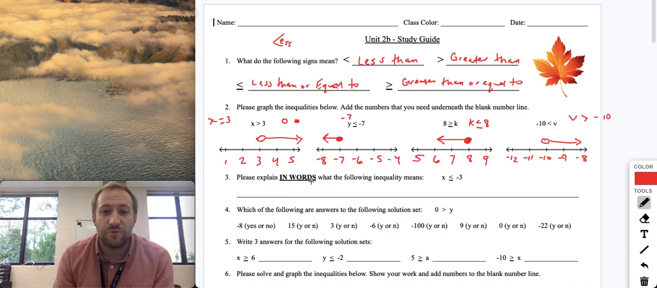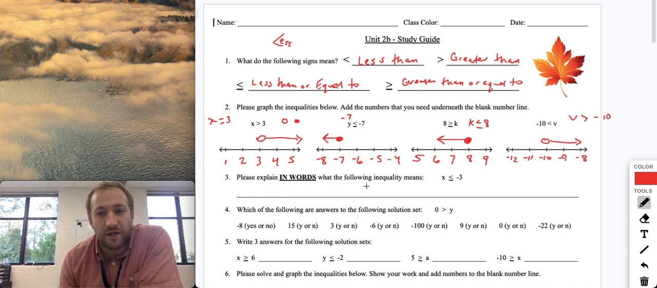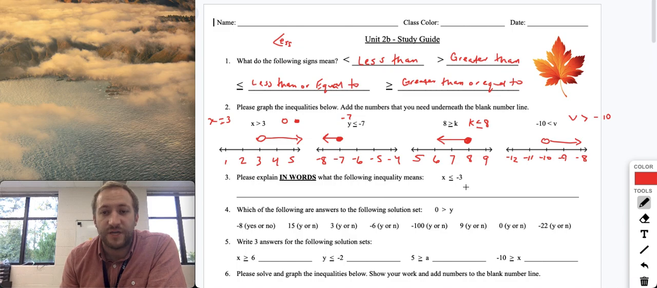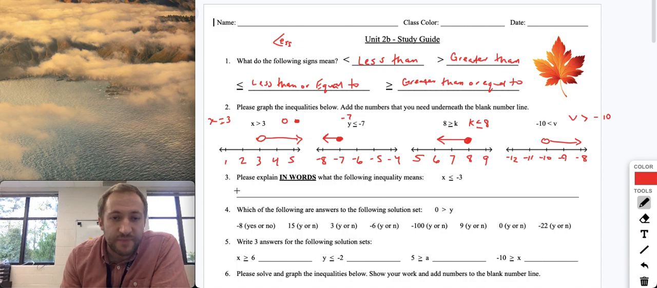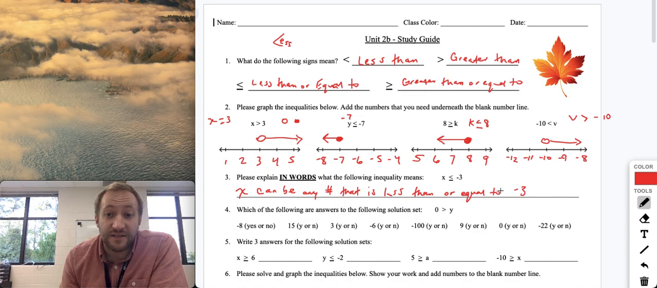Please explain in words what the following inequality means. X is less than or equal to negative 3. What this means is that x, which is an unknown number, x can be any number that is less than or equal to negative 3. So x in this case could be negative 10.